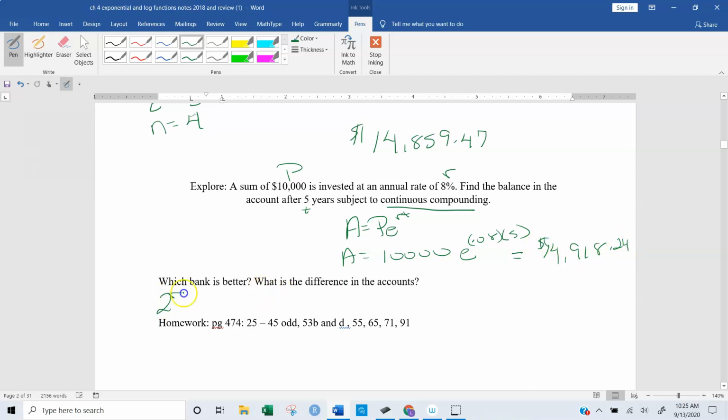So which bank is better? Of course, it's the second bank. We got more money. Subtract the two, and how much more money did I actually make? $58.78 over 5 years. Not a huge amount, but at least it's mine instead of the bank's.